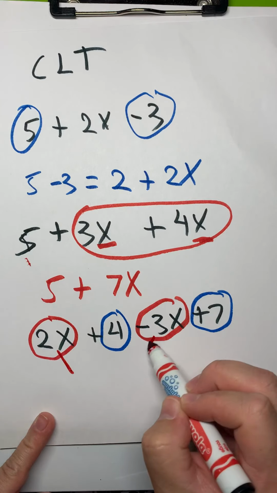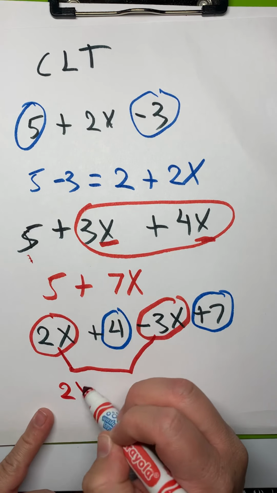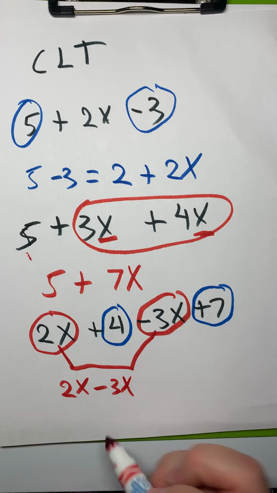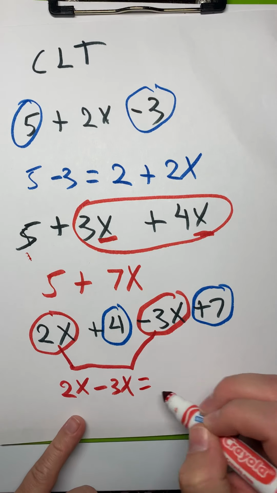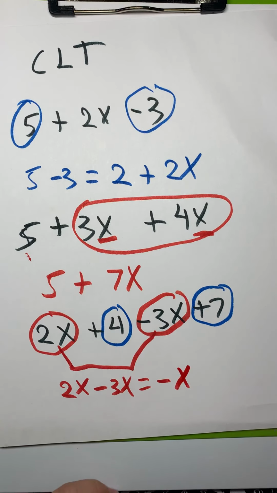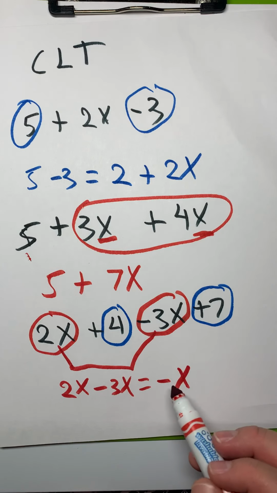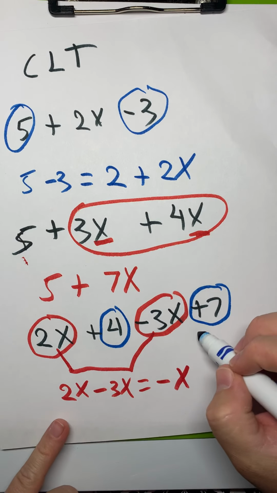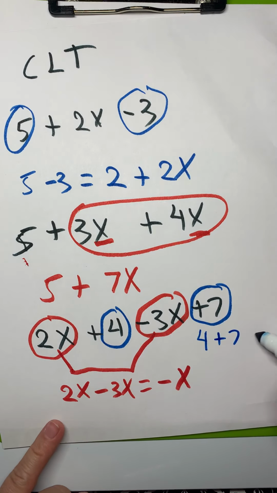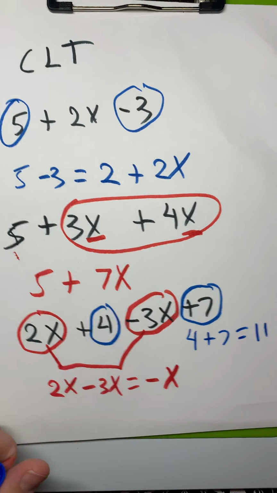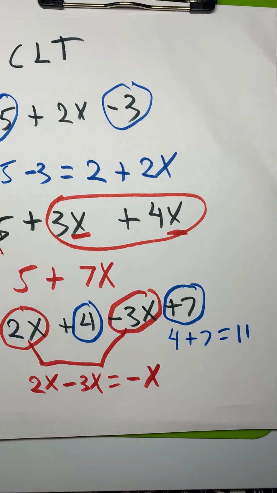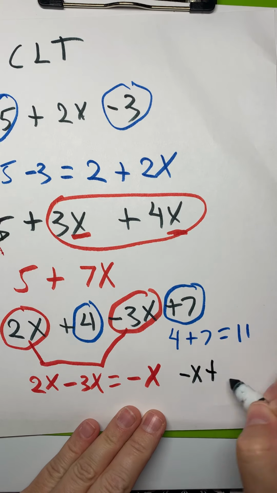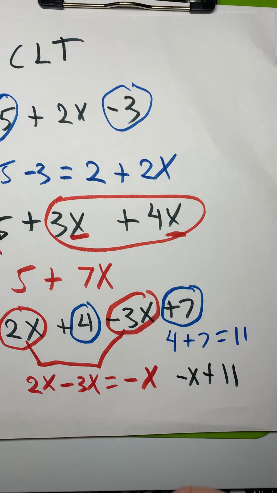Let's deal with the x's first. You have 2x minus 3x. What you have is 2 minus 3, that equals negative x, because it's going to end up being negative 1x, which is just the same thing. Now, let's deal with the 4 and the 7. Here you have 4 plus 7, which equals 11. Now, once you solve the entire thing would look like this, negative x plus 11. So that's all of them combined together.